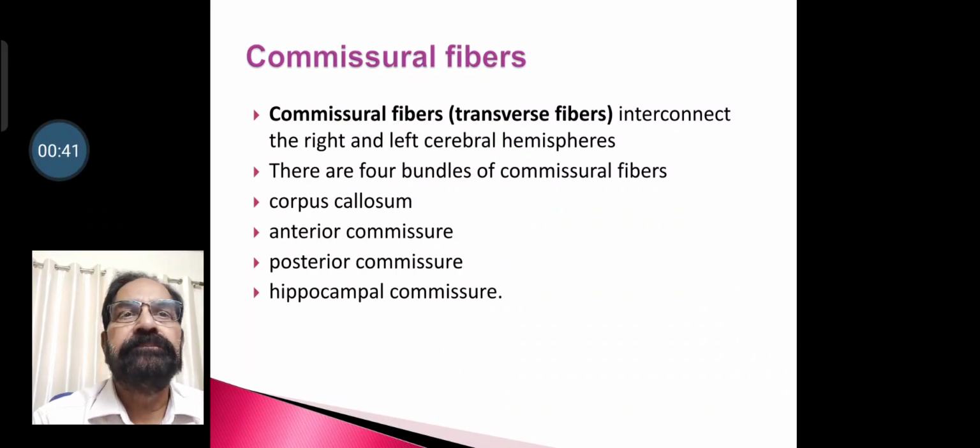Commissural fibers. They are also called transverse fibers. They interconnect the right and left cerebral hemispheres. There are four bundles of commissural fibers, that is corpus callosum, anterior commissure, posterior commissure and hippocampal commissure.